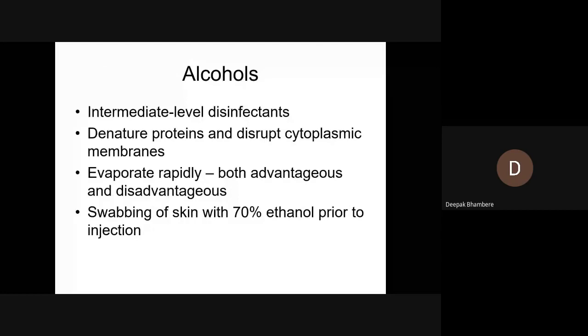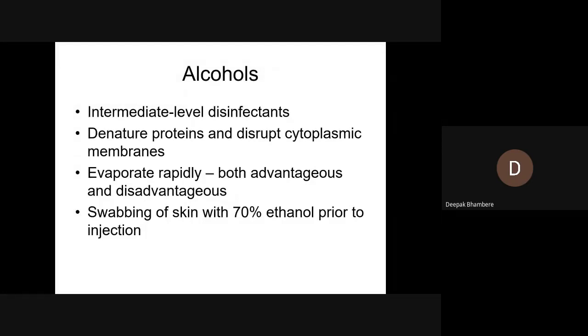So alcohol has the ability to denature proteins and disturb the cytoplasmic membrane. It has both advantages and disadvantages. It evaporates rapidly, and the disadvantage is that most of the time alcohols are flammable and can catch fire. This rapid evaporation might also be a disadvantage because of the low contact time, and the efficiency of the alcohol decreases.